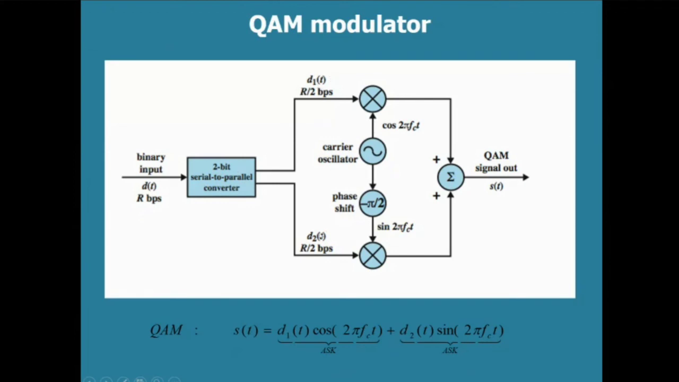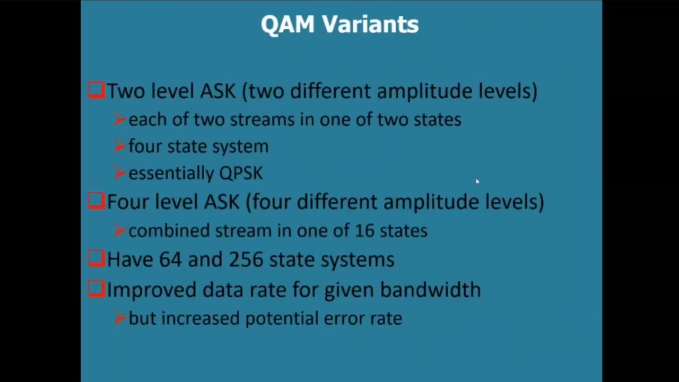Each is at half the rate, the input rate divided by 2. Using the carrier, it will generate cos 2 pi fc t. So here the multiplication is d1 of t cos 2 pi fc t. Here after the phase shift of minus pi by 2, it becomes sin 2 pi fc t, and d2 of t sin 2 pi fc t. These are given to the summer, which will sum the two outputs, that is d1 of t cos 2 pi fc t plus d2 of t sin 2 pi fc t. Finally, it will generate the quadrature amplitude modulation signal output.